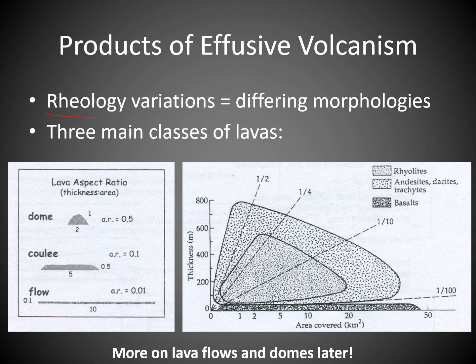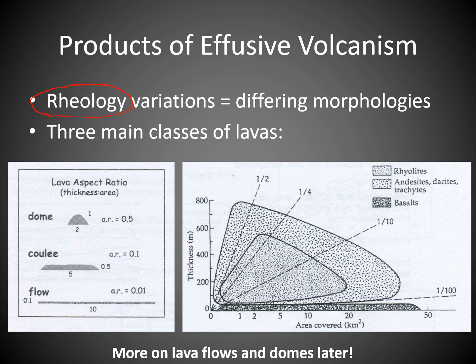This term here, rheology, is basically the study of fluids and fluid properties such as viscosity and yield strength. So when we talk about viscosity and yield strength, we're talking about the rheology of the lava or magma. And depending on what your rheology is, your yield strength and your viscosity can give you lava flows that look really different.